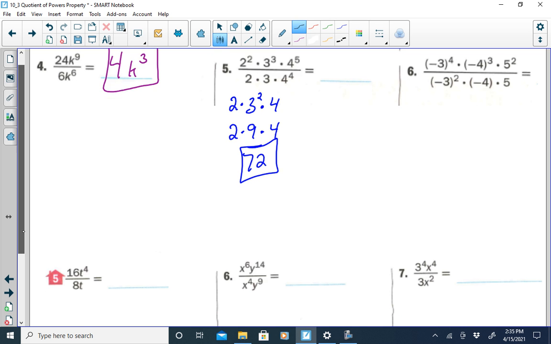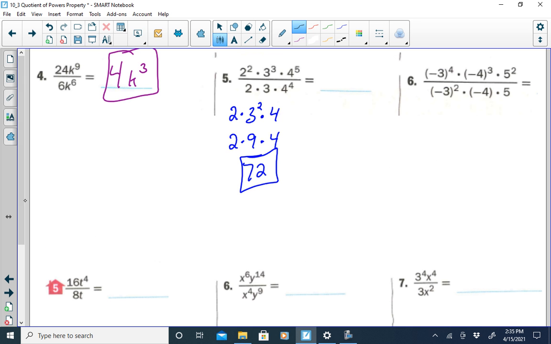All right, problem 6. We have, let's see, negative 3 to the 4th divided by negative 3 to the 2nd. That's going to be negative 3 to the 2nd times negative 4 to the what? 3 minus 1 is going to be 2, times 5 to the 2 minus 1, which is 1. Negative 3 to the 2nd power, that's 9, times negative 4 to the 2nd power, that's going to be 16, times 5. So we have 9 times 16 times 5. That's going to be equal to 720.